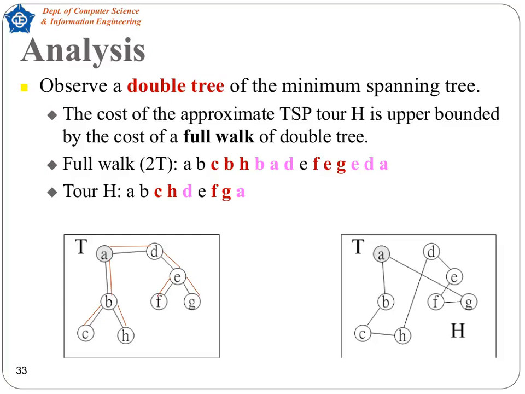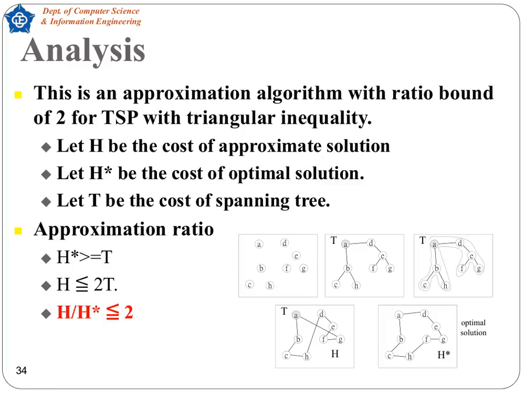With this bound in place, we can now finish our approximation ratio analysis. Building on that doubling and shortcut trick, let's now prove why this algorithm gives a 2 approximation under the triangle inequality. First, we introduce 3 cost measures. H is the cost of our approximate tour, H star is the cost of the optimal tour, and T is the cost of the minimum spanning tree.